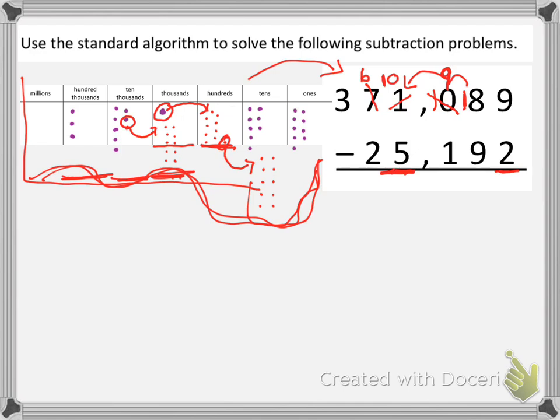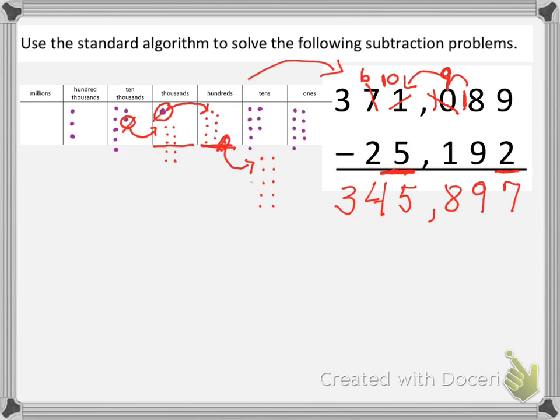So let's go back to the ones. 9 minus 2 is 7. 18 minus 9 is 9. 9 minus 1 is 8. 10 minus 5 is 5. 6 minus 2 is 4. And 3 minus nothing is 3. So it's 345,897. Okay, now let's go to the place value chart and figure out the new number there.